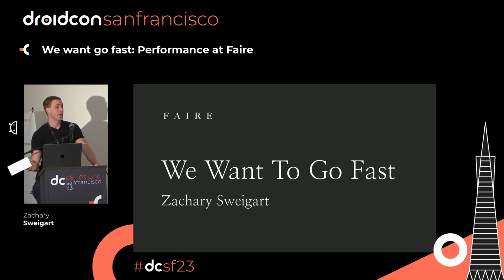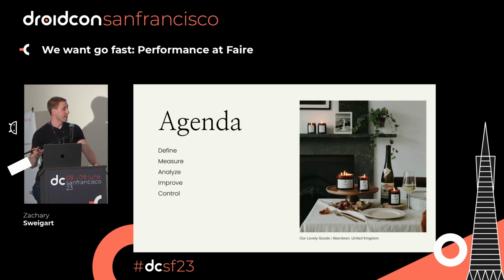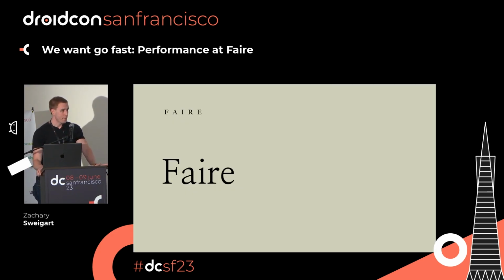And I'm going to chat a little bit about the work we've done over the last 6 months to improve the speed of our app. So today we'll cover the 5 main steps on our journey to improving our speed: define, measure, analyze, improve, and control. But first, I'll chat a little bit about Faire.